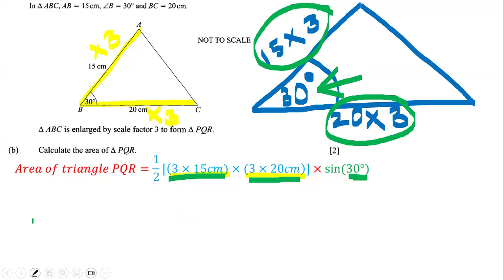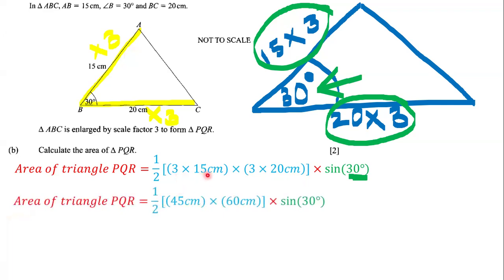So with that in mind, we're going to complete the computations. What is 3 times 15? Well, 3 times 15 is 45 centimeters. And what is 3 times 20? Well, 3 times 20 is 60 centimeters. And so we have a half multiplied by 45, multiplied by 60, multiplied by sine of 30. Well, that gives us a half multiplied by 45, multiplied by 60. When we multiply these, we get 1,350 centimeters squared. And sine of 30 is 0.5, so we have 0.5 multiplied by 1,350 centimeters squared.